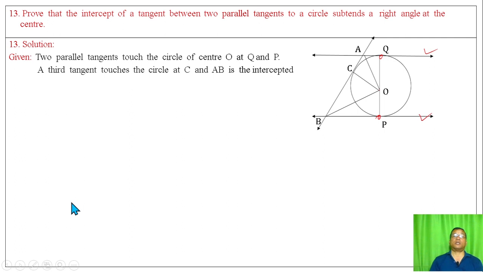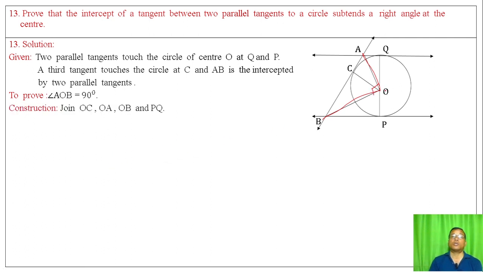A third tangent touches the circle at C, and AB is the intercept of the tangent between the two parallel tangents. To prove: angle AOB is 90 degrees. Construction: join OC, OA, OB, and PQ.